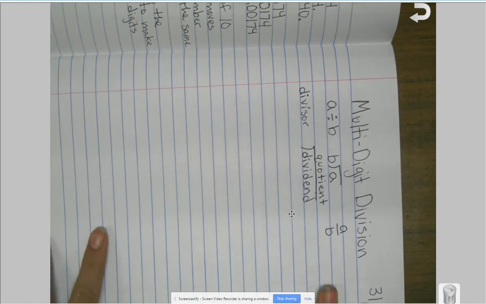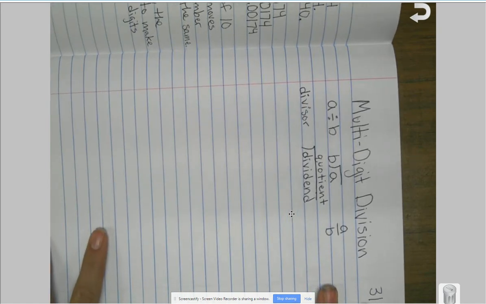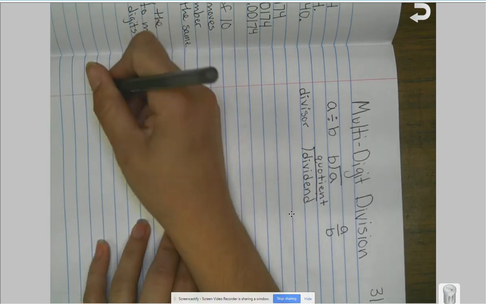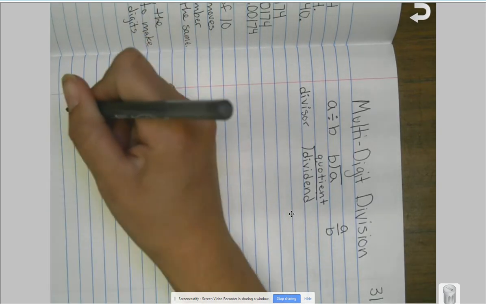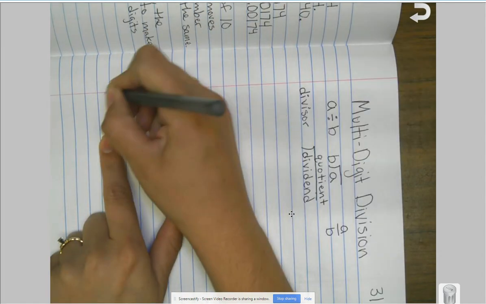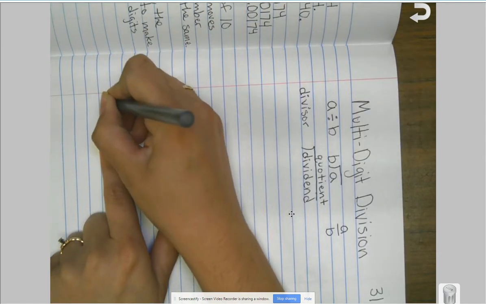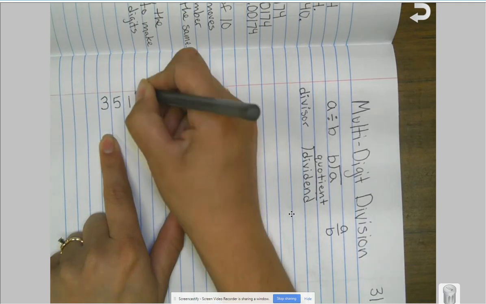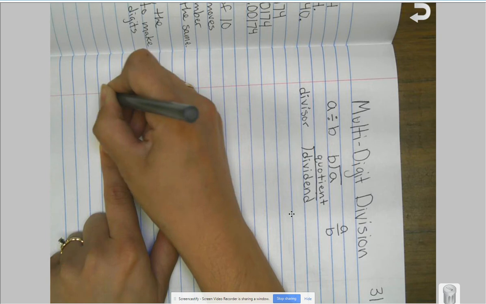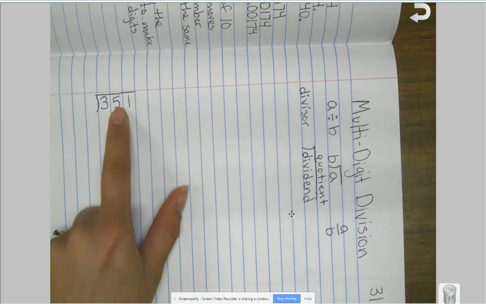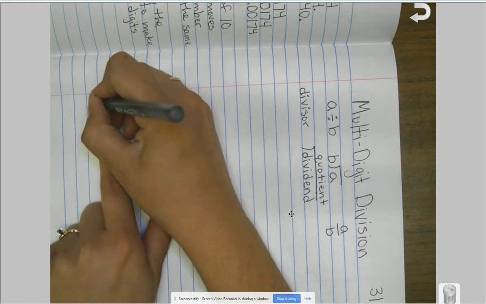So the first problem I want to do with you is 351 divided by 9. So here's how you're going to set it up. I want you to write 351, then I want to draw a division box over the top of it. So this is our dividend, and we're dividing it by 9.